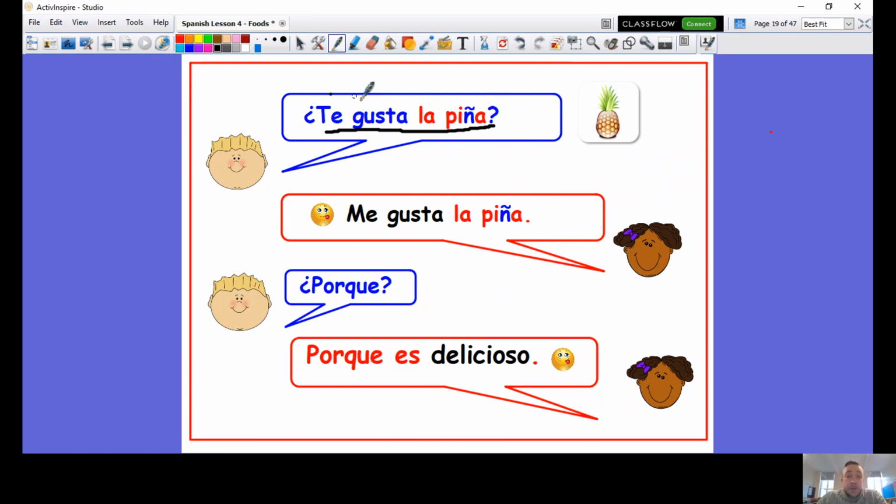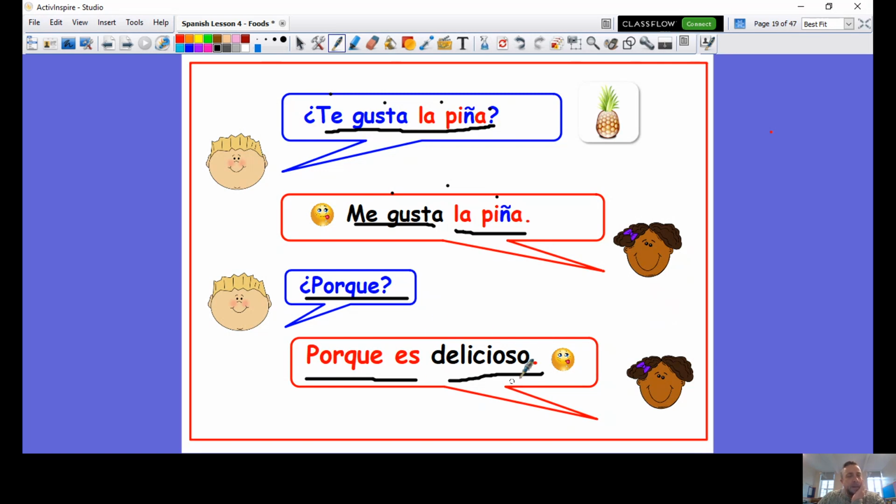That's right. It means, do you like pineapple? And the girl said, me gusta la piña. What does that mean? That's right. It means, I like pineapple. But then the boy had another question and he said to her, ¿por qué? Can you remind me what ¿por qué? means? That's right. It means why.